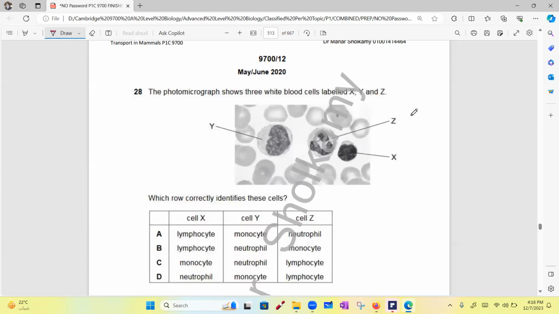Now, Z is what? The cell that has... monocyte. No, the monocyte is the cell that has a kidney-shaped nucleus. So Y is the monocyte. And we said X is the lymphocyte, so most probably the answer is A. And cell Z has the lobed nucleus, so the answer is A.